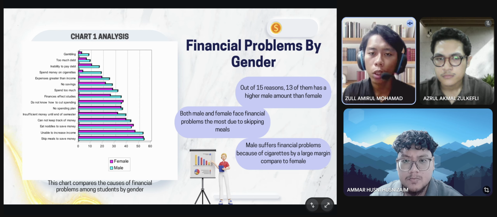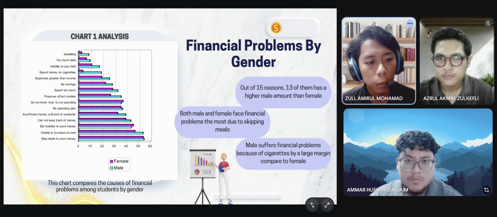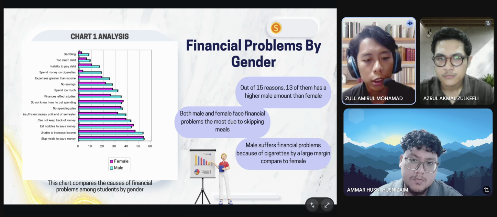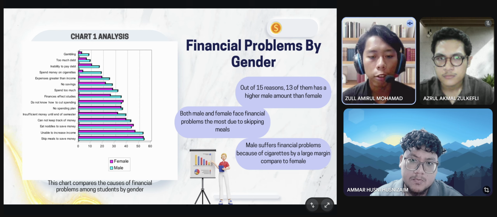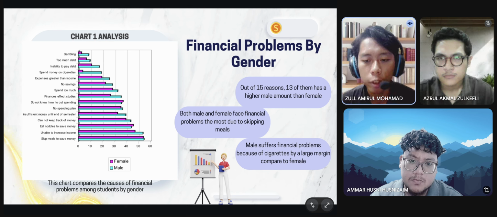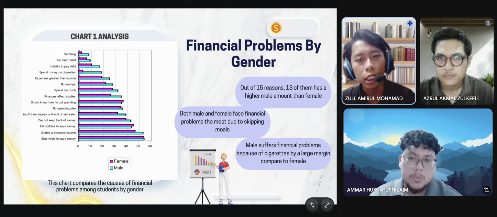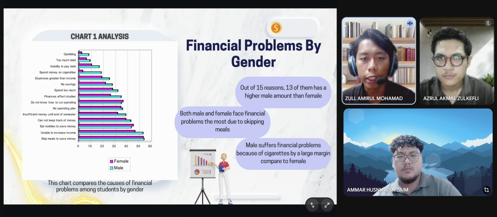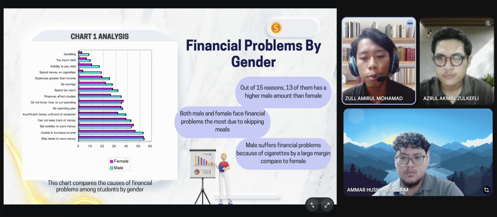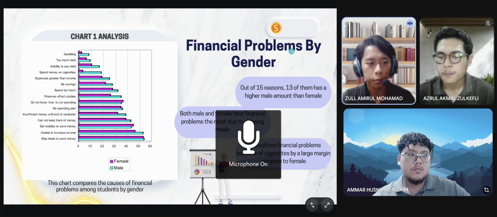From the chart, there is one particular cause that stands out among the rest, which is spending money on cigarettes. This is because from the chart, it shows that more males suffer financial problems because of cigarettes by a very large margin compared to females. This also shows that in addition to facing financial problems, they also face health problems due to those cigarettes. Hence, that is the overall situation on the first chart, financial problems by gender. So back to you, Mr. Husni.